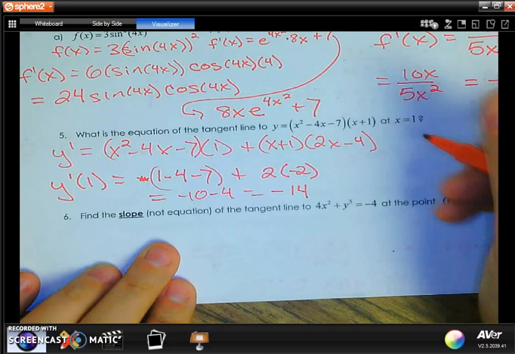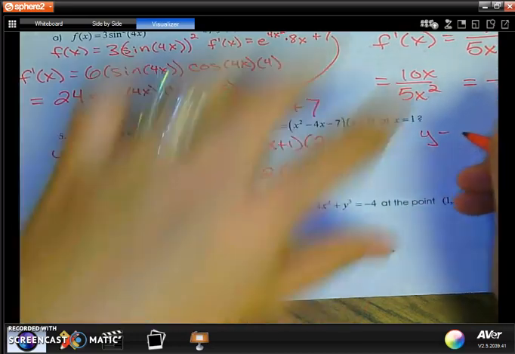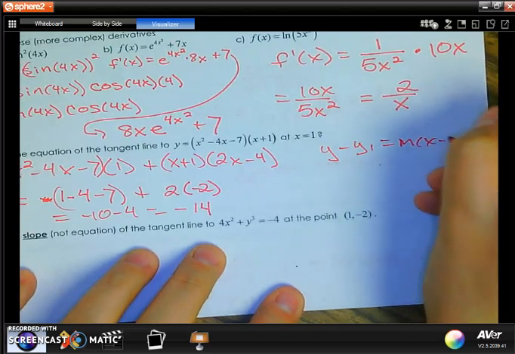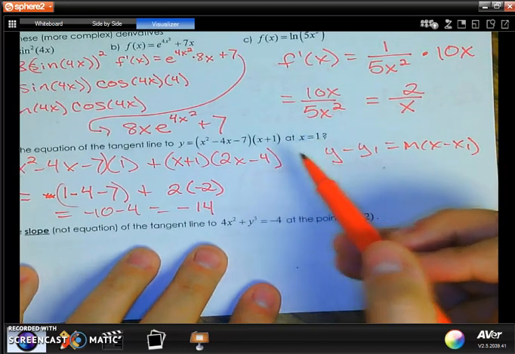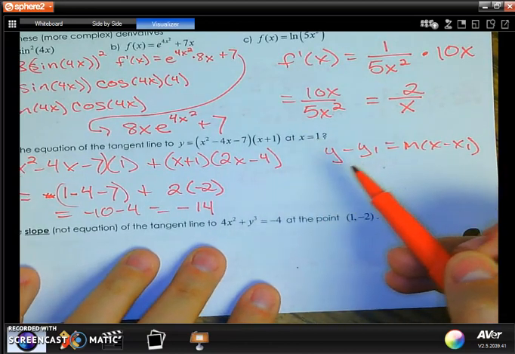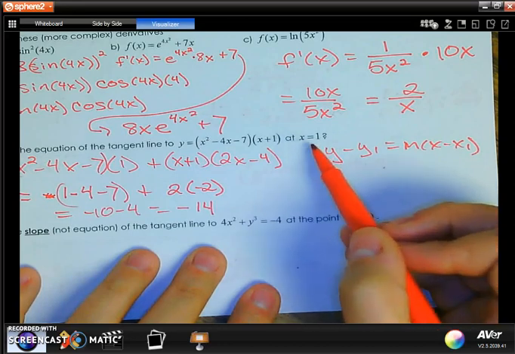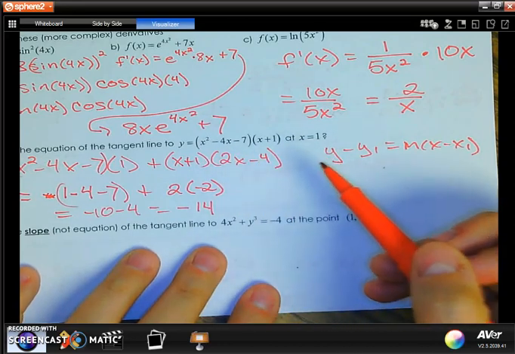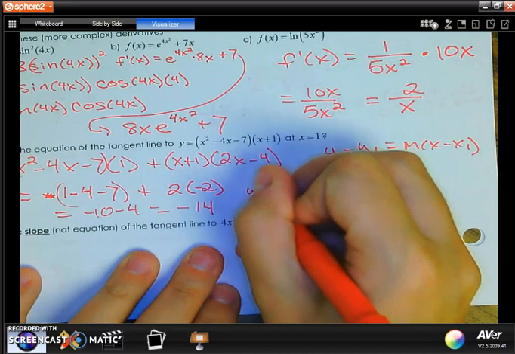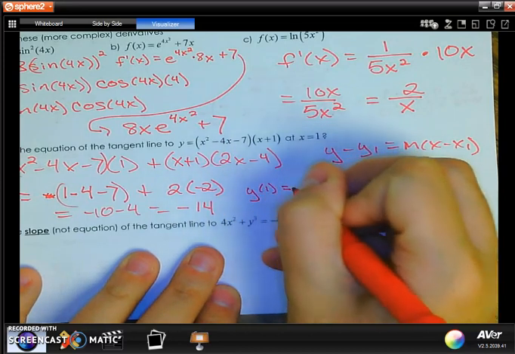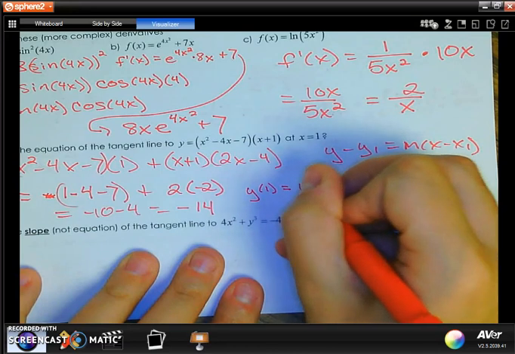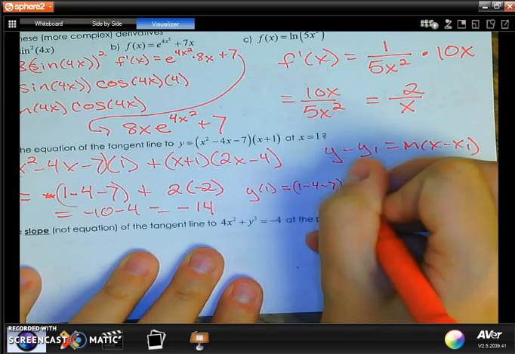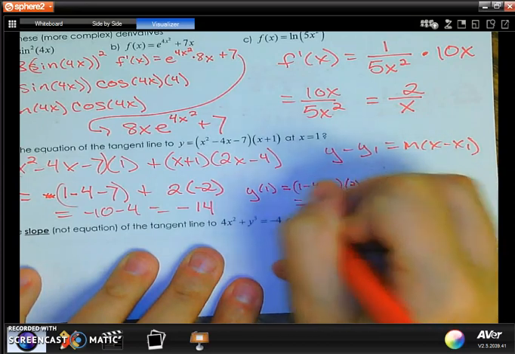And then you have to take that 14, and you're plugging into y minus y1 equals m parentheses x minus x1. So they gave you the x right here. You do need to go and get your y1 by plugging this into the original. So if you plug 1 into the original, I'll just do that off to the side here. So y of 1, well, you're going to get 1 minus 4 minus 7 times 2. So that gives you negative 20.